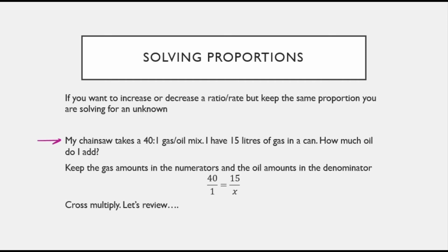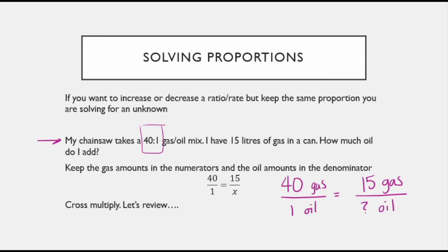My chainsaw takes a 40-to-1 gas to oil mix, 40 parts gas for every part oil. I acquired 15 liters of gas in a can. How much oil do I add to make it a 41-to-1 mix? So we've set this up, and these go together. We know this, but it's parts gas to 1 part oil. And what I'm solving is parts gas, 15 gas, to how much oil? How much oil do I need if I only have 15 liters of gas?